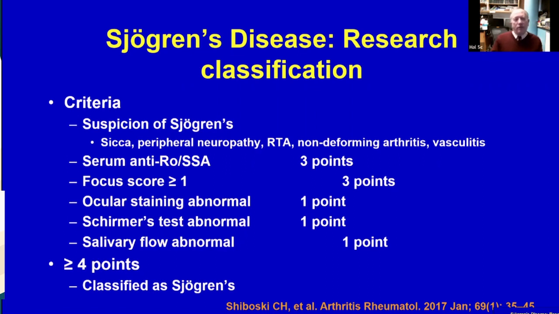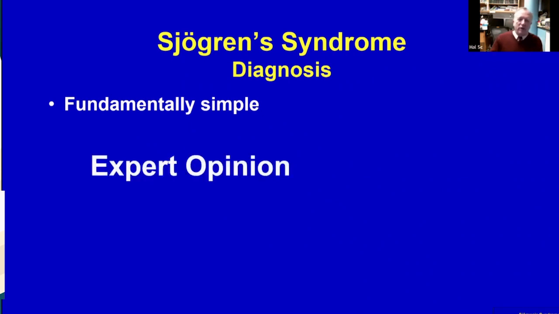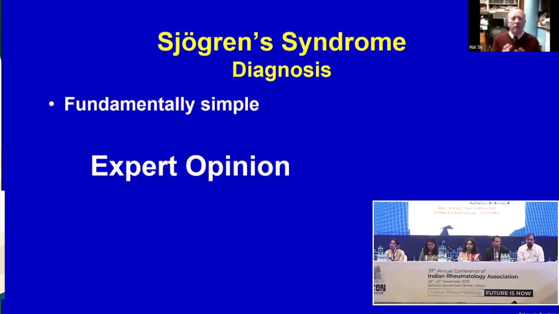But I think the same is true in clinical diagnosis of Sjogren's, which is really fundamentally simple. It's expert opinion only. You can't be diagnosed by the classification criteria. But really, to be called Sjogren's clinically, we would want to see either evidence of autoimmunity with autoantibodies or a biopsy that shows lymphocytic infiltrate. If you don't have either one of those, then we're highly unlikely to call you Sjogren's.